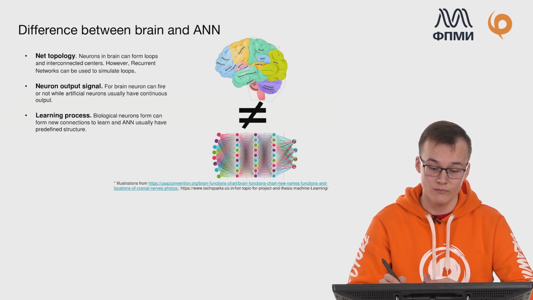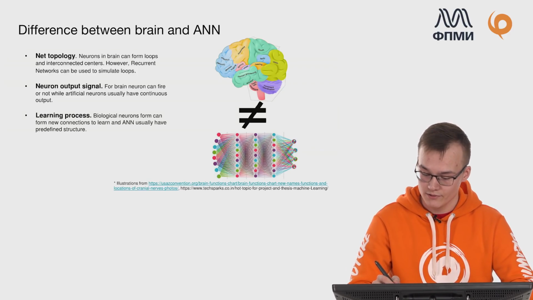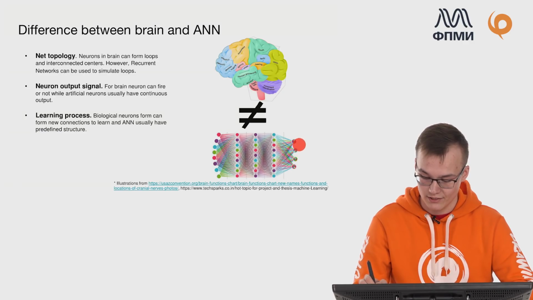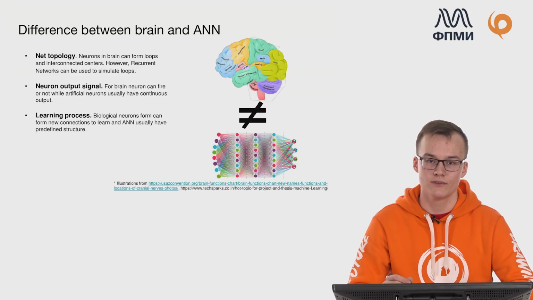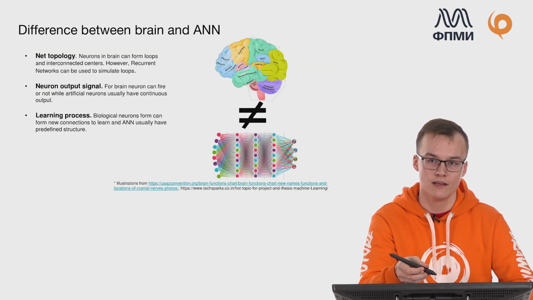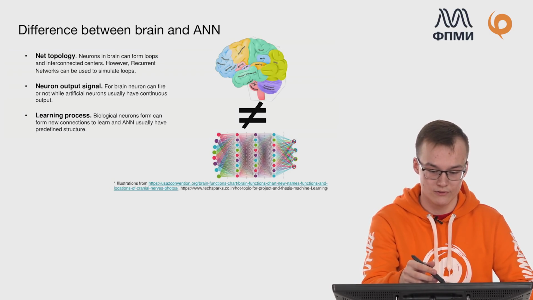And one more important difference is that for artificial neural networks, we can only adjust their weights. We cannot change their structure based on some new information. We cannot form new connections, which is a really important part of learning, of adjusting to a new task for our brain. There are many more differences, but they're not so relevant to our topic.